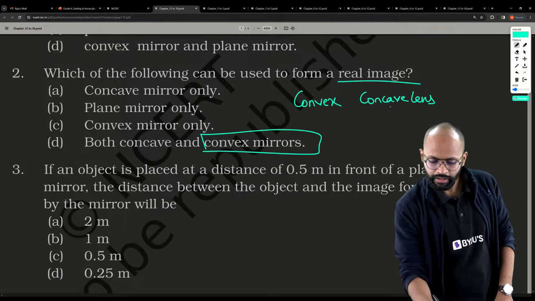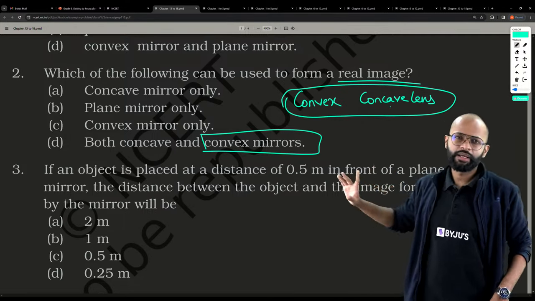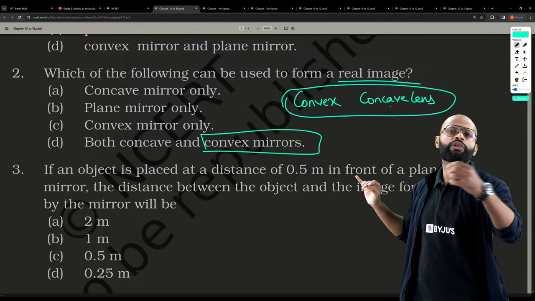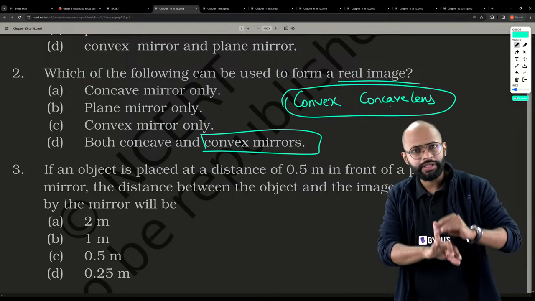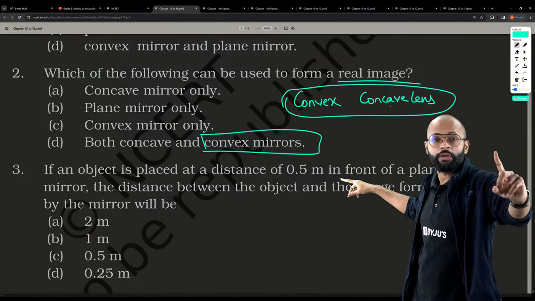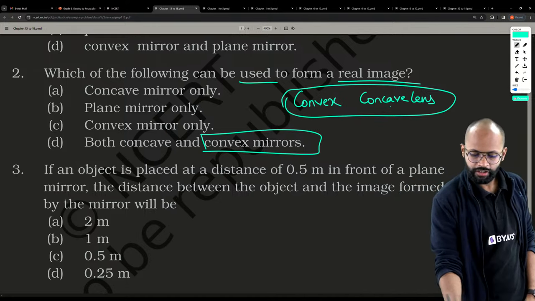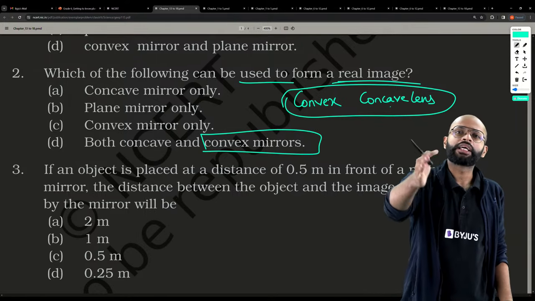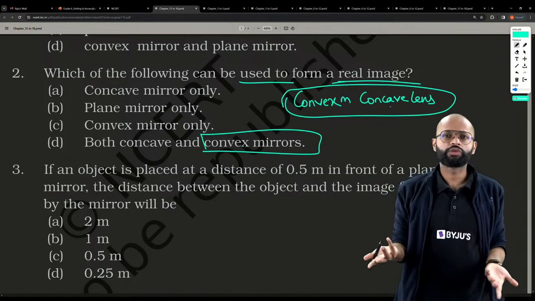Convex mirror and concave lens both are very simple people. Bade simple log hain, ye bolte hain we will not trouble you, we will always form virtual, erect and diminished image. Ye dono hamesha image chota banayenge, virtual banayenge, erect banayenge. Lekin chota banayenge. What do you want, real image? To bhai convex mirror and concave lens to out. Not possible.